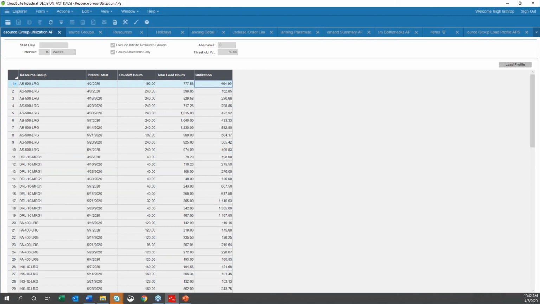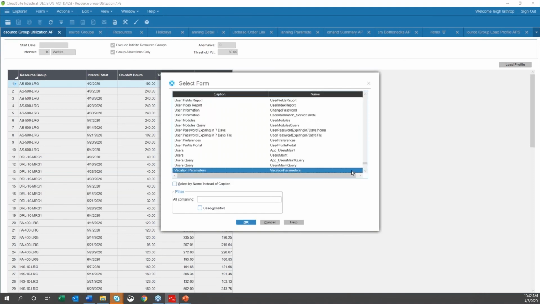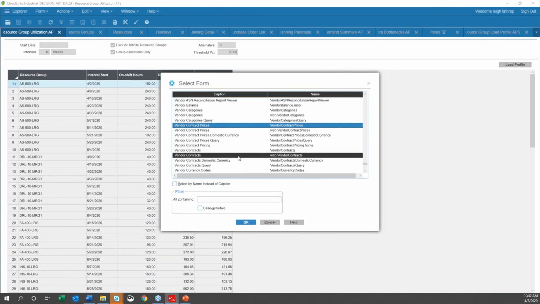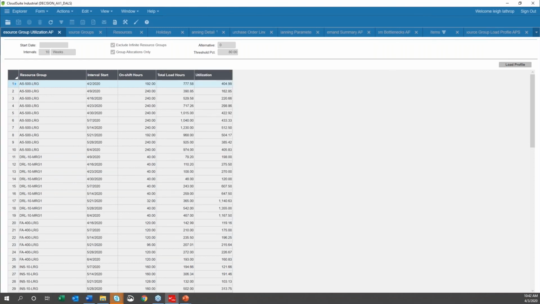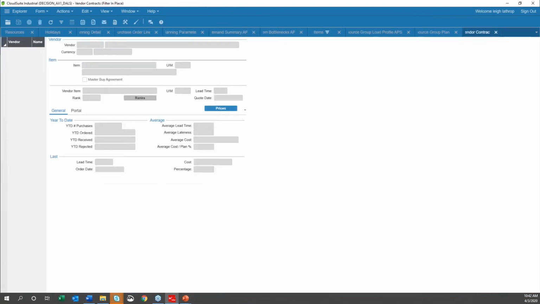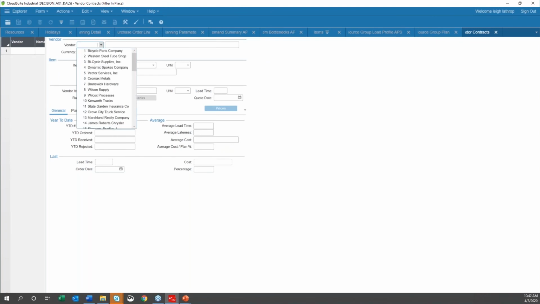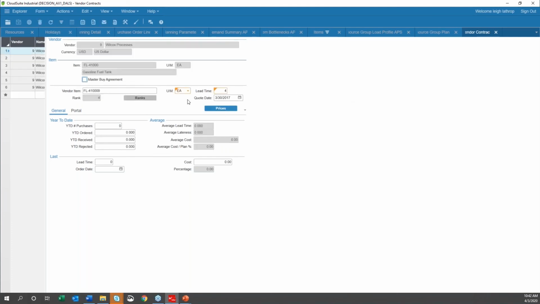Assessing the supply chain. We need to assess how vendors are capable of satisfying component demand. I think a great place to start is the vendor contracts form, and I'm hoping that that vendor contracts form is updated and current for us. So if a vendor says to me, hey, we're having trouble supplying materials, then I can come in here to the vendor contracts form and I can see here are all of the items that we get from this vendor.